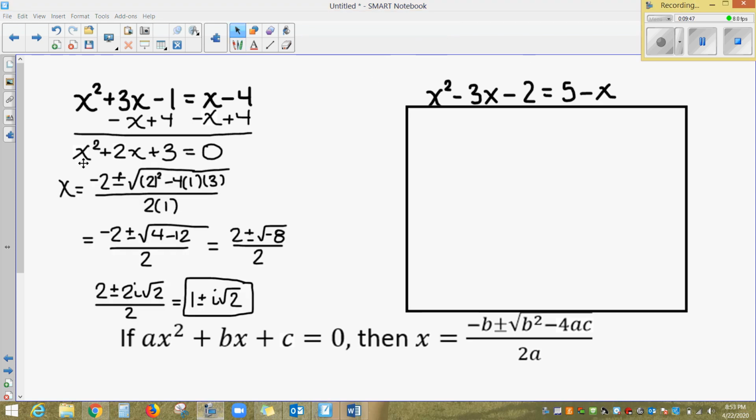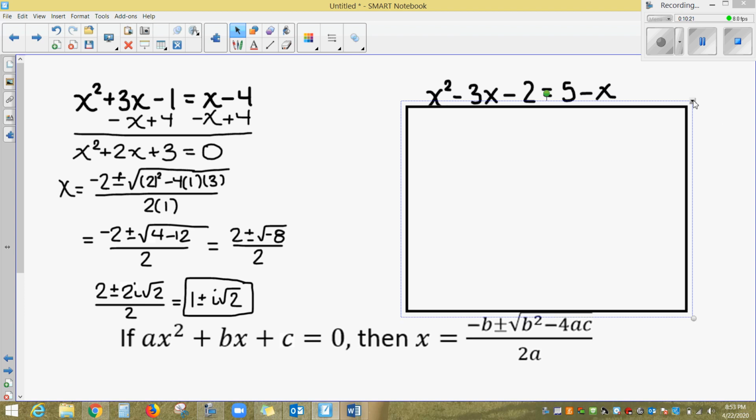A is 1, b is 2, c is 3. So the opposite of 2 is negative 2. When we go through the arithmetic, we get 4 minus 12, which is negative 8 under the radical. Simplifying that, a 2 gets to come out with the i, and a 2 is stuck underneath. If we take 2 over 2, we get 1. Here, if we take 2 over 2, we get 1, i square root of 2. If you haven't worked through this one yet, go ahead and pause it and work through it. When you turn it back on, the solution will be here.